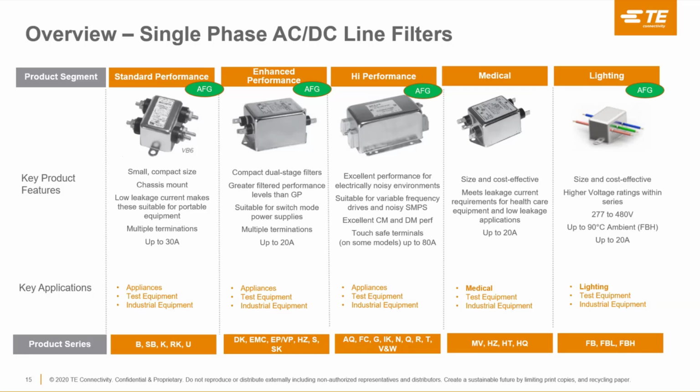And the same thing with the lighting filters on the far right, designed towards lighting standards. However, it's still a single phase filter, so it could be used in other applications such as appliance, test equipment, etc. This is just for higher voltage ratings within the series, so 277 and goes up to 480 volts. And then the FBH series does go up to 90 degrees C ambient temperature and up to 20 amps. And again, just highlight below, it's specifically designed for the lighting market, but it can also go to test equipment or into other industrial equipment.